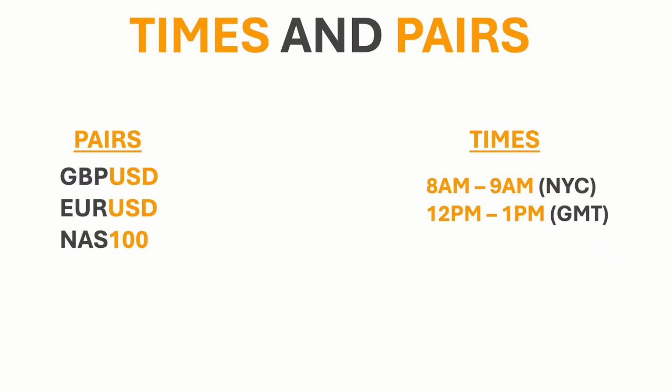Alright guys, times and pairs. Now starting off with pairs, GBPUSD, EURUSD, as they are both dollar correlated, so they do work very well on the strategy. And for our indices, NAS 100. Now guys, for pairs, I do recommend you backtest this yourself and see what it works best on for you. I do prefer trading EURUSD, so that is what I'm trading majority of the time, especially for this strategy. Now, times and pairs, 8 a.m. to 9 a.m. New York time and 12 p.m. to 1 p.m. GMT time.